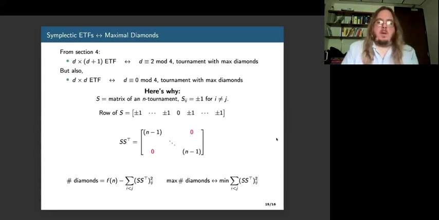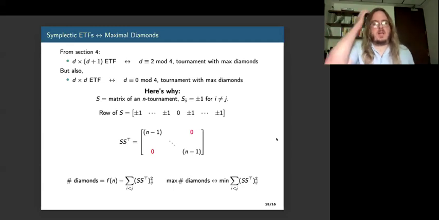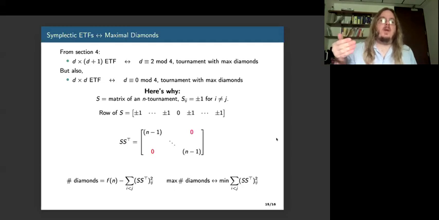0. Well, when this is the case, that means S is actually a skew conference matrix. Remember, that was a scaled orthogonal matrix that satisfied S transpose S equals n minus 1 times the identity. But I showed you earlier that if I have a d by d ETF, its gram matrix is a skew conference matrix. So the whole point of this slide is that behind every symplectic ETF is a tournament with this maximal number of diamonds.